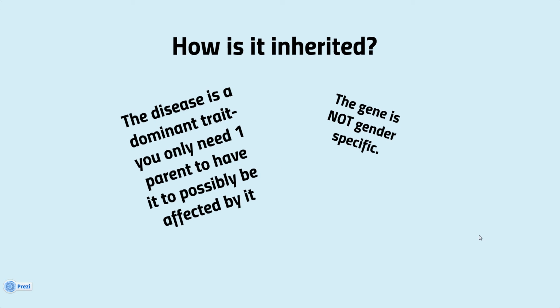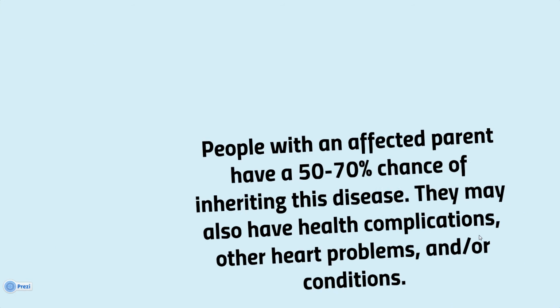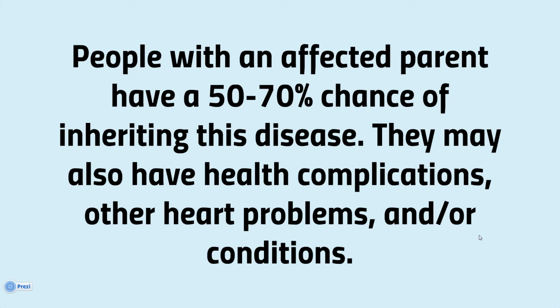How is it inherited? The disease is a dominant trait, so you only need one copy of the gene to possibly be affected by it. The gene is not gender specific. People with an affected parent have a 50 to 70 percent chance of inheriting the disease. They may also have heart complications, other heart problems, and or conditions.